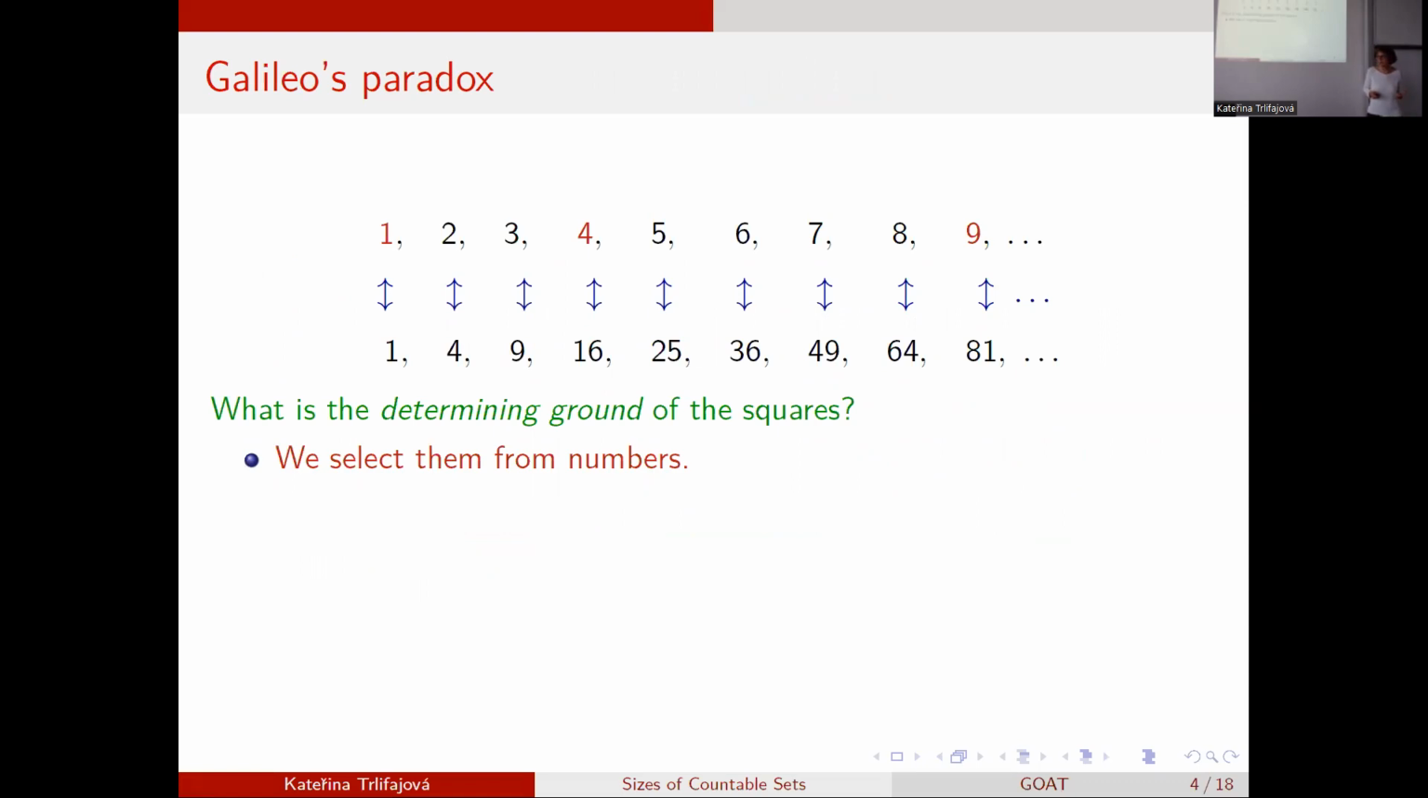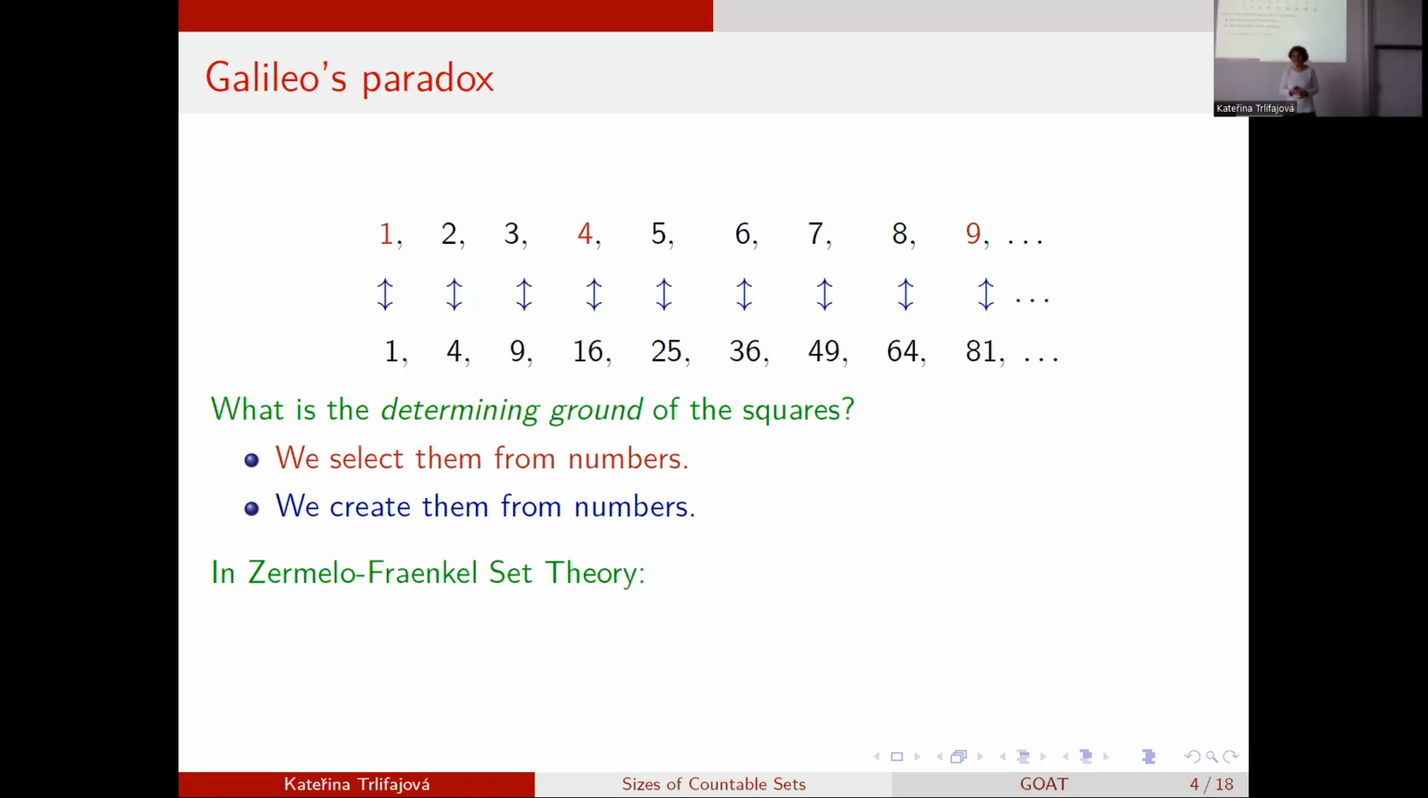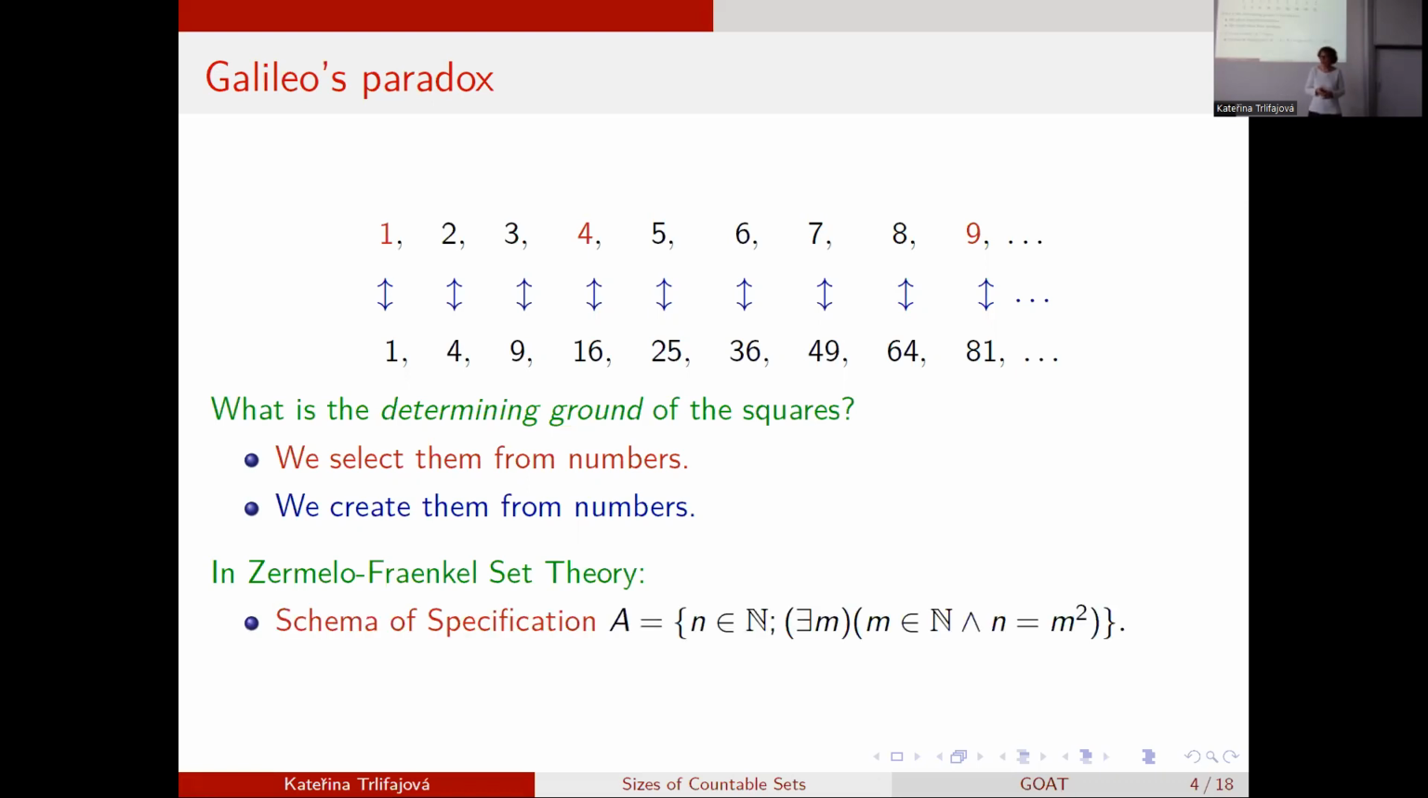There are two possibilities. Either we select them from numbers, and then there are fewer squares than numbers, or we create them from numbers. In fact, in Zermelo-Fraenkel set theory, there are two axiom schemas for how to form a new set, or how to form a set of squares.